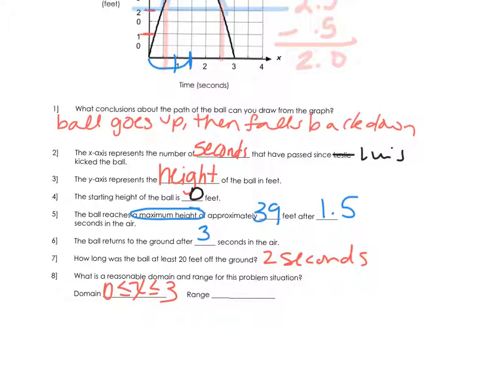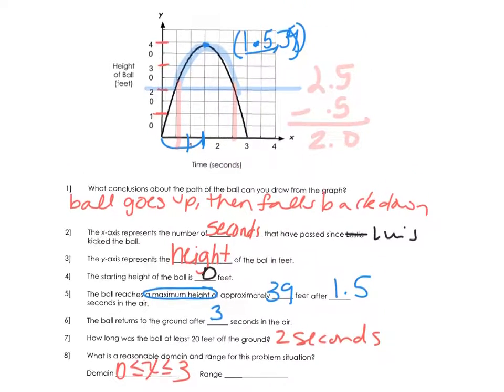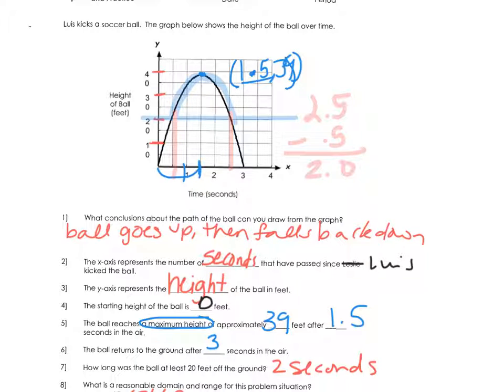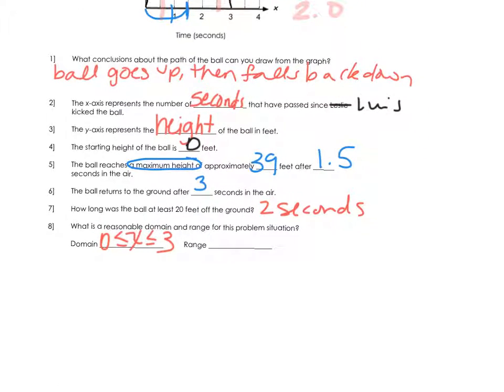Yes? All right. What about the range? It's the y's. So between what two y values? 0 and 39. So my range is going to be 0 is less than or equal to y is less than or equal to 39.